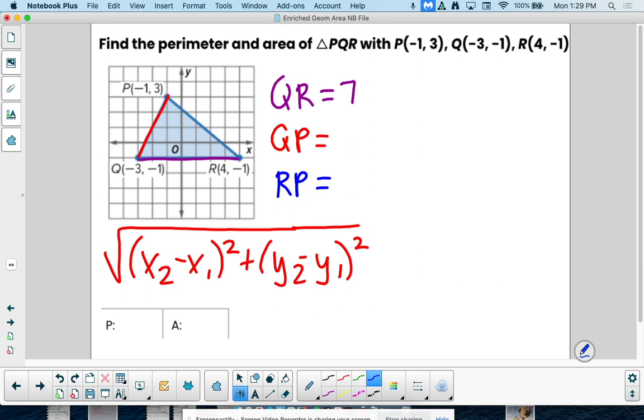I got 4.4. I got 4.5. If you go to one decimal, yeah, 4.4. Check on your shoulder, buddy. Make sure they remember how to do the distance formula.